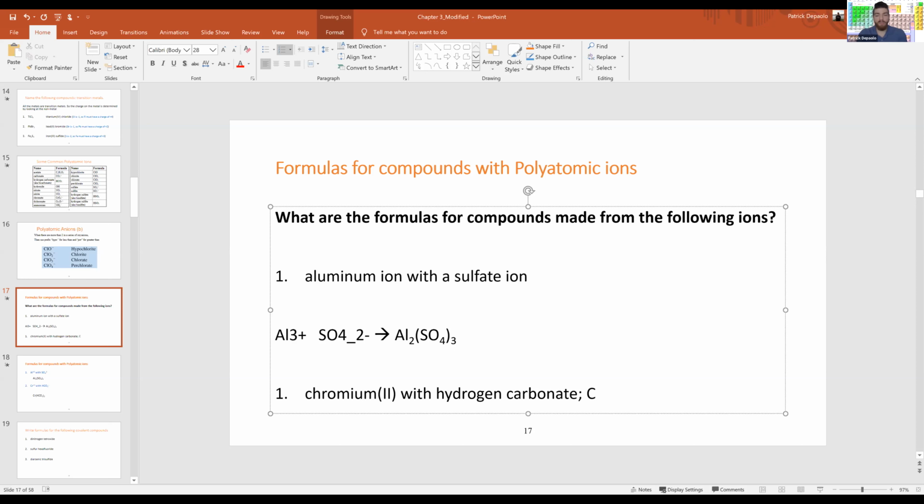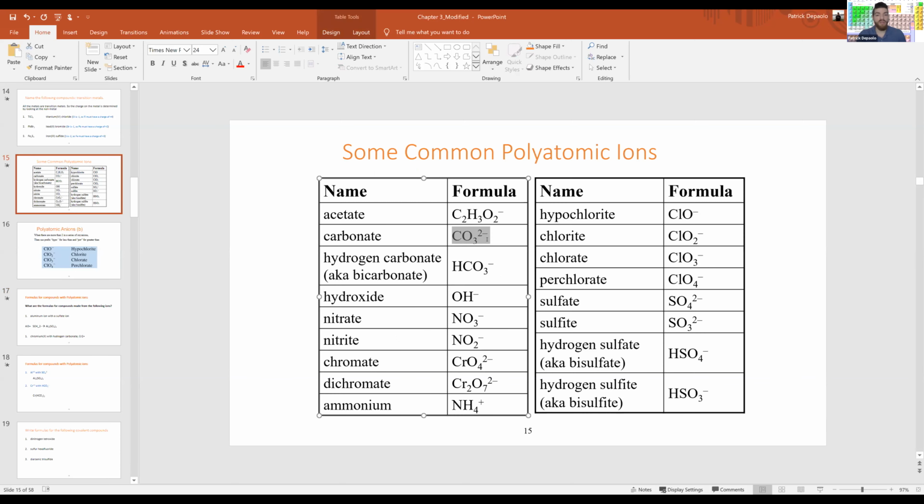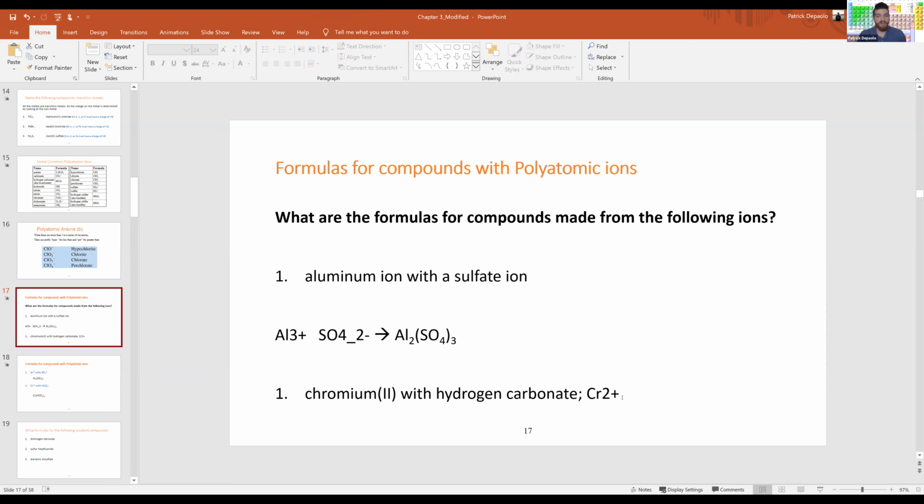Chromium, which is chromium 2, where they're telling you the charge of it, so chromium 2 plus, and hydrogen carbonate. So hydrogen carbonate, as opposed to just carbonate, which is CO3 2 minus, is HCO3 minus. So they're very similar.